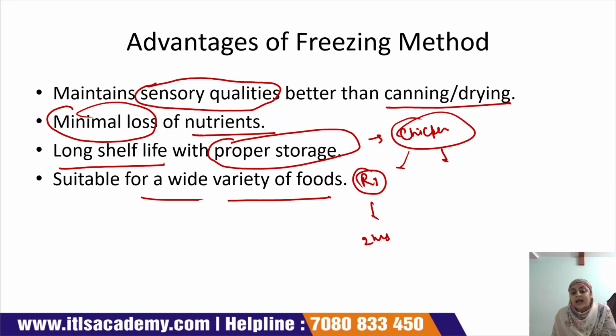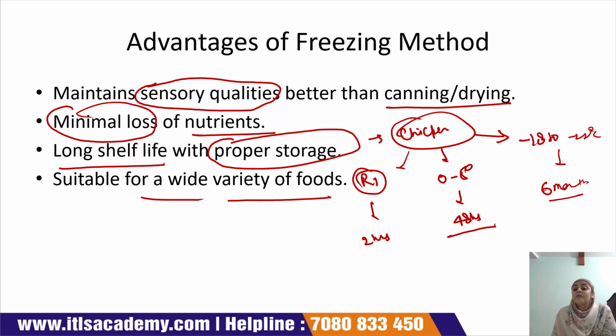And if you keep it at refrigerated temperature, 0 to 5 degrees Celsius, then its shelf life is around 48 hours. But if you keep the chicken at minus 18 to minus 22 degrees Celsius, at that time the shelf life of that chicken becomes around 6 months, which is very different from 48 hours to 6 months.